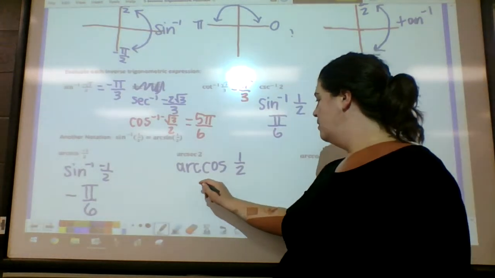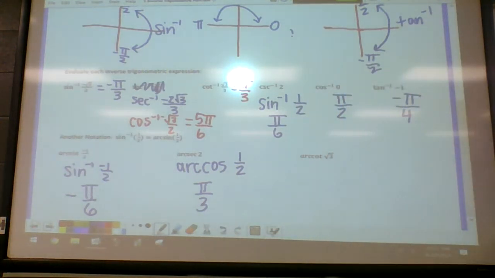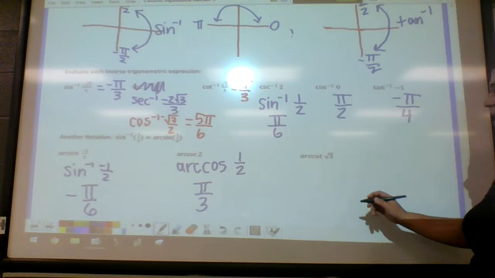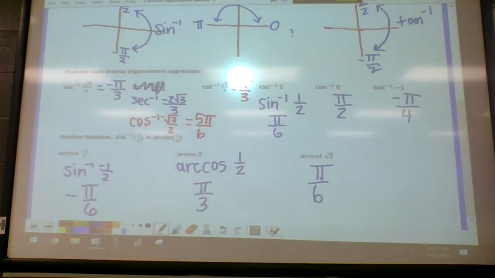What angle did you pick? Pi over 3, because pi over 3 is where cosine is equal to a half. Pi over 3. Cosine 1/2, yeah. Arc cotangent of the square root of 3. What did you pick? What angle? Pi over 6. So that is where the cosine, right, is this, and the sine is this to get square root of 3. So cosine over sine, pi over 6.